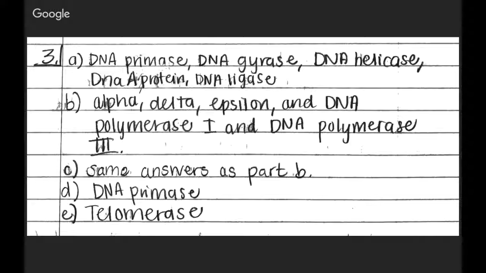And part C lists 5 enzymes that have the 3' to 5' exonuclease activity. Those are actually exactly the same ones up here, so all of these are also the same answers for part C. For part D, indicate one enzyme involved in replication that uses DNA as a template to synthesize RNA, and that is DNA primase. And then part E is indicate one enzyme, prokaryotic or eukaryotic, that uses RNA as a template to synthesize DNA, and that would be telomerase.